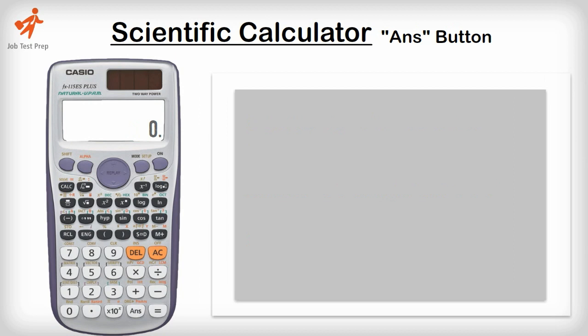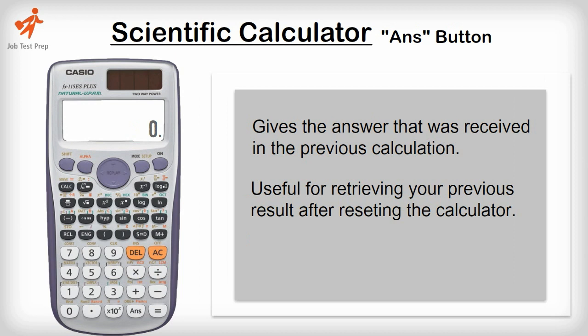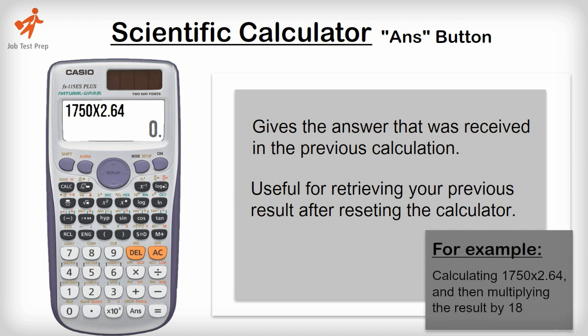ANS button. Using the ANS button will give the answer that was received in the previous calculation. Usually, once you press the equal sign and receive the result of a calculation, you are able to continue on using that result in a subsequent calculation. However, the ANS button is very useful if you need to retrieve your previous result after you have reset your calculator. For example, calculating 1,750 times 2.64 and then multiplying the product by 18.